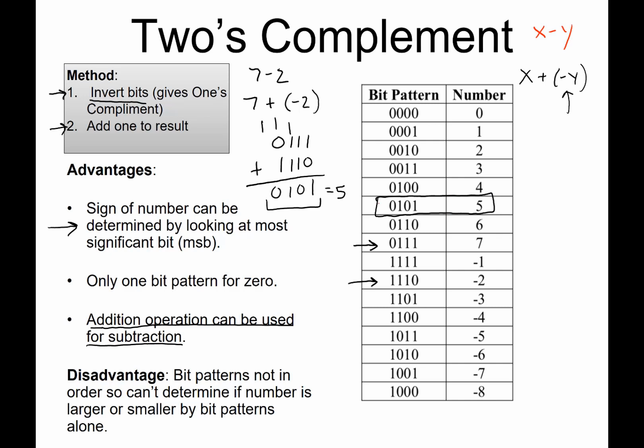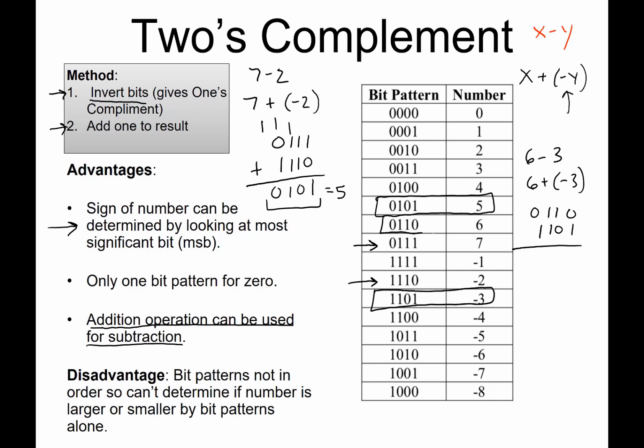So let's do another one. Let's do 6 minus 3. This can be rewritten as 6 plus -3. Now what I'm going to do is write the binary number for 6. So this is 0110. And -3 is 1101. And I just pulled these off this chart.